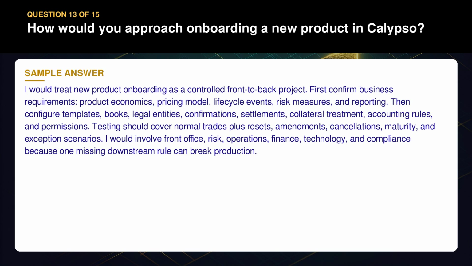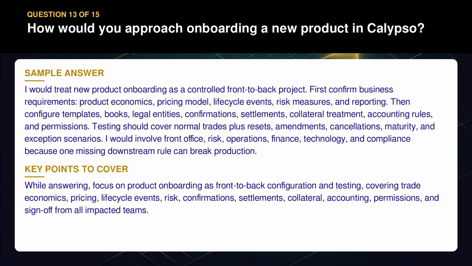Testing should cover normal trades, plus resets, amendments, cancellations, maturity, and exception scenarios. I would involve front office, risk, operations, finance, technology, and compliance, because one missing downstream rule can break production. While answering, focus on product onboarding as front-to-back configuration and testing, covering trade economics, pricing, lifecycle events, risk, confirmations, settlements, collateral, accounting, permissions, and sign-off from all impacted teams.